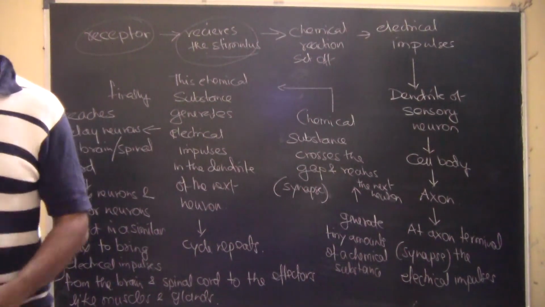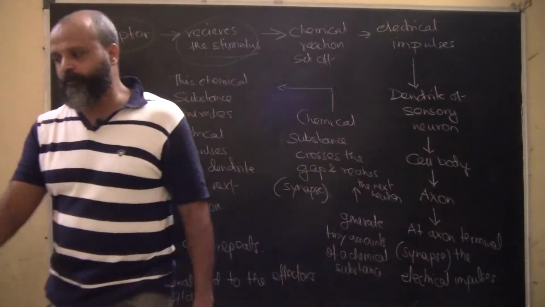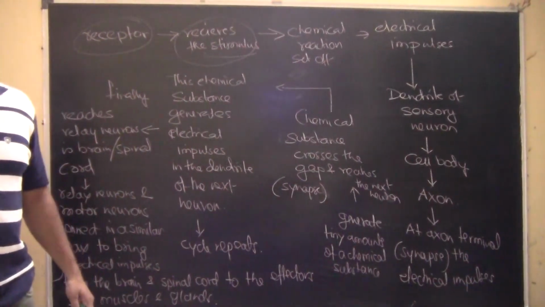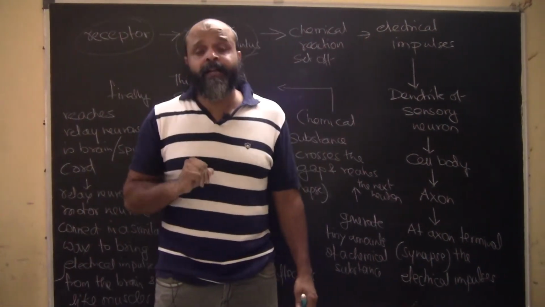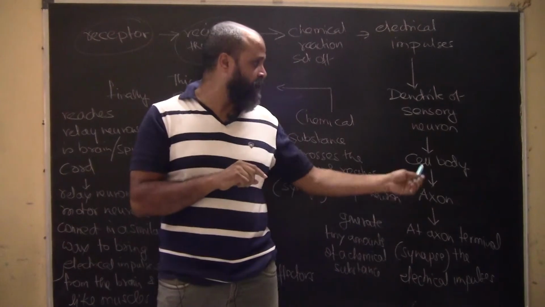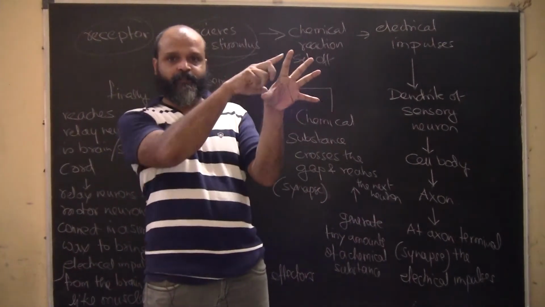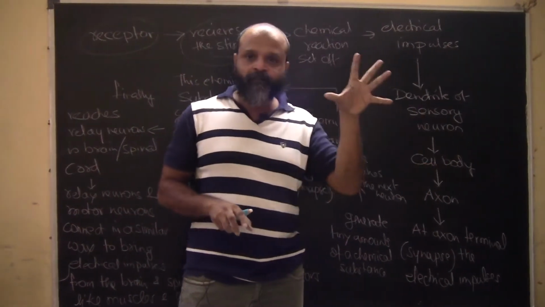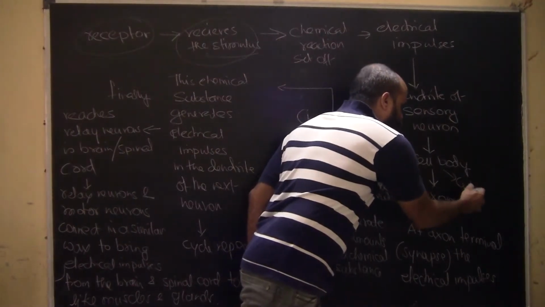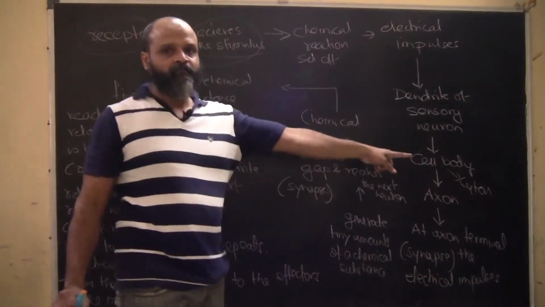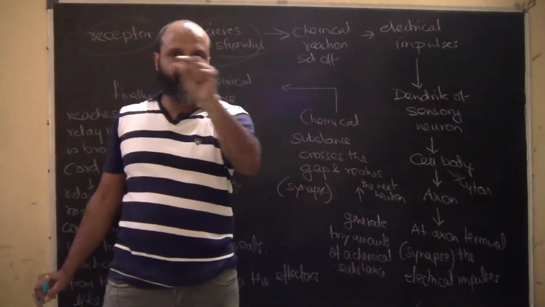So these electrical impulses pass on to the dendrite of a sensory neuron. So from the receptor chemical impulses are generated. These chemical impulses get converted into electrical impulses, and these electrical impulses are passed on to the dendrite of a sensory neuron, which is the spider web thing. Now from the dendrites it passes on to the cell body, which is also known as the cyton. This is basically the cyton, and from the cyton it actually passes on to the axon. Axon is basically the long tubular thing.